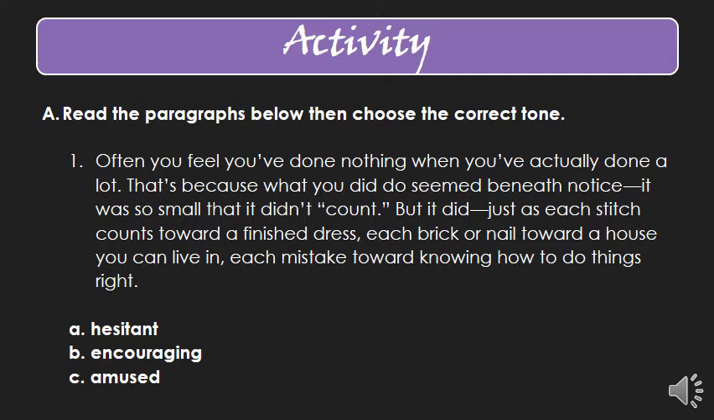So we have 3 options: hesitant, encouraging, and amused. When I say amused, it means having fun, just for amusement. When I say hesitant, it means you're not sure of something. But when I say encouraging, it means this person is trying to motivate you. And this paragraph is really motivational. That's why the tone here is encouraging.